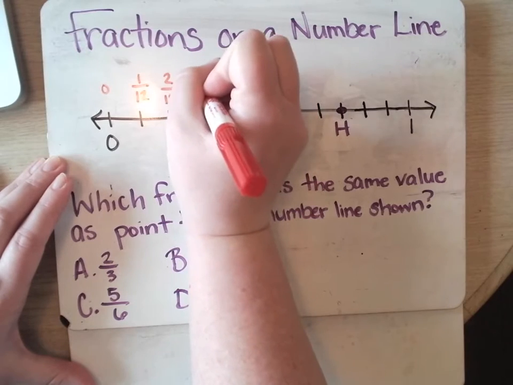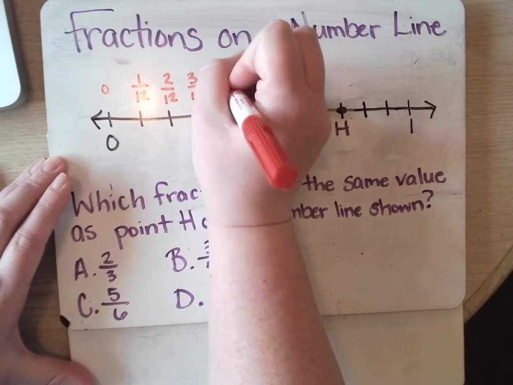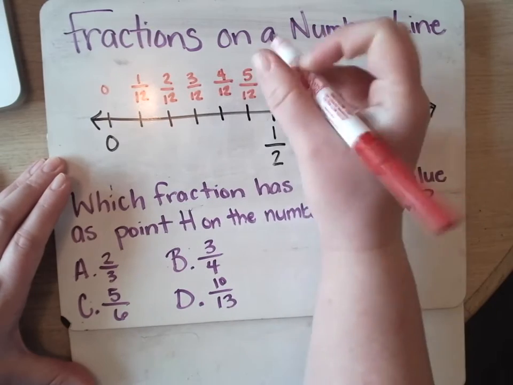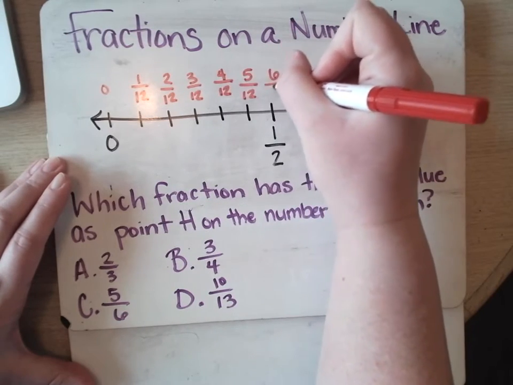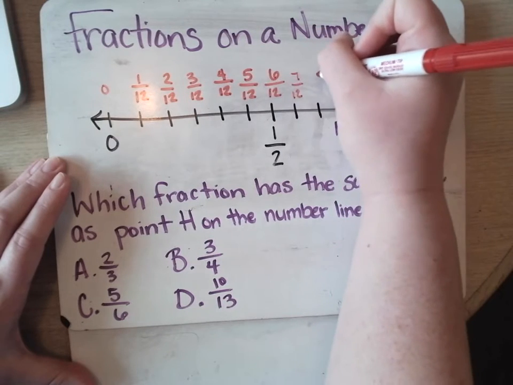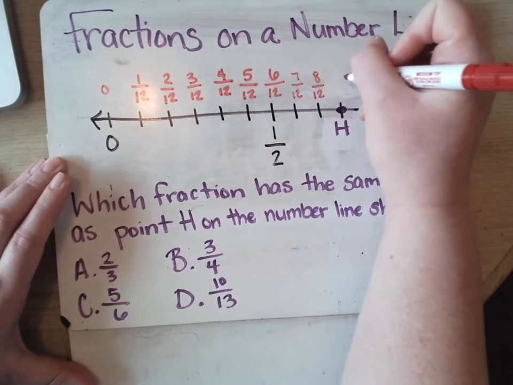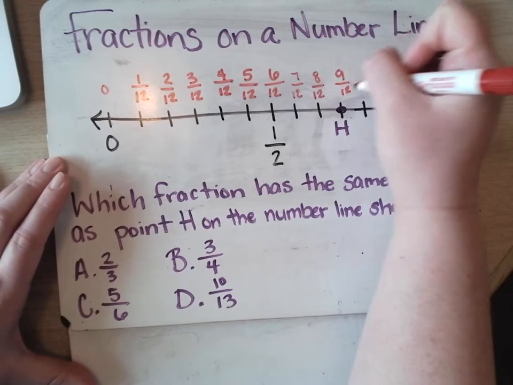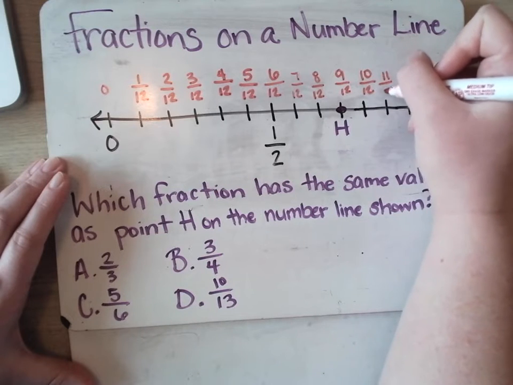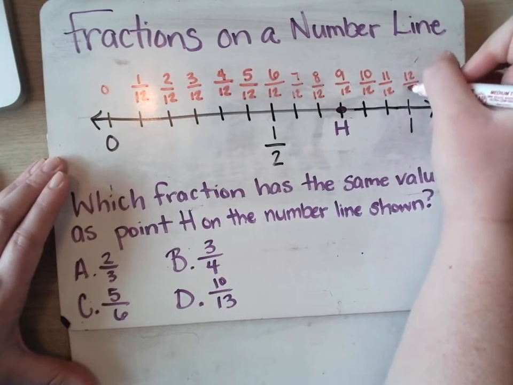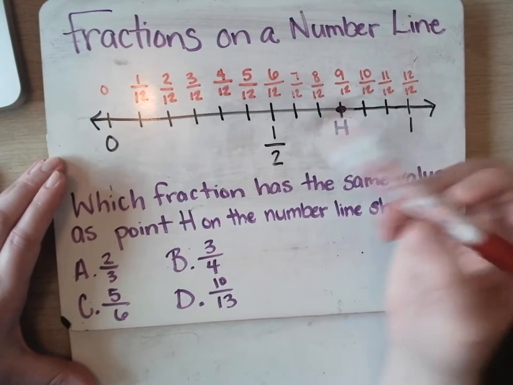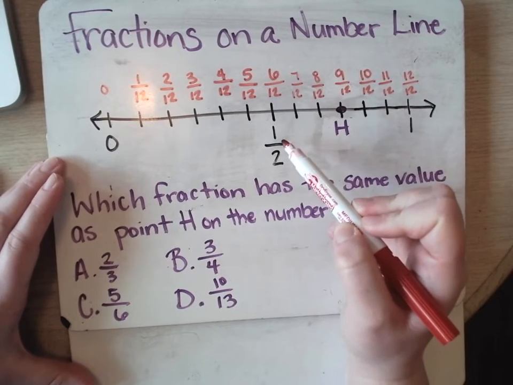2/12, 3/12, 4/12, 5/12, 6/12, 7/12, 8/12, 9/12, 10/12, 11/12, and 12/12. Now 12/12 is equivalent to 1 whole, whereas 6/12 is equivalent to 1/2.